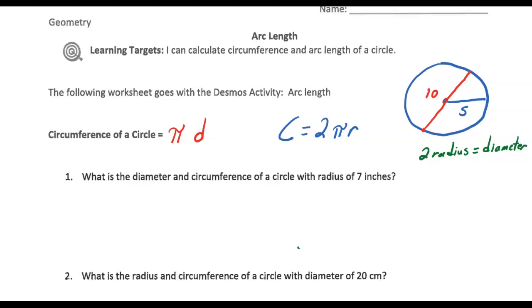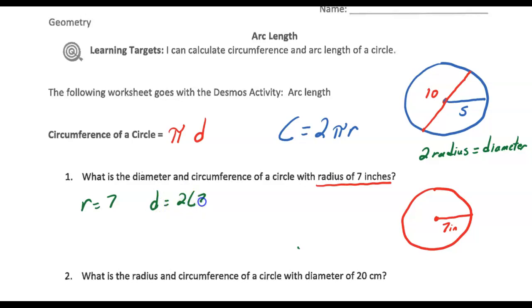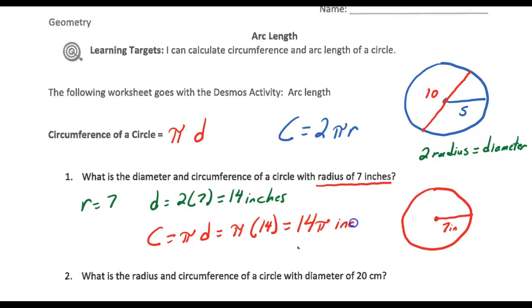So if you look at problem number 1, if we have a circle with a radius of 7, and you may not need a picture. So if the radius is 7, then we know the diameter is 2 times 7, which is 14 inches. And then using the formula, the circumference is pi times the diameter. That's equal to pi times 14. And we typically put the number in front, so we're going to say 14 pi inches.